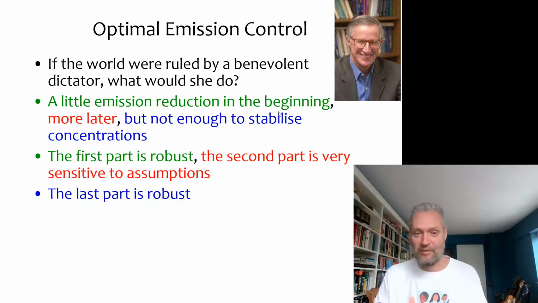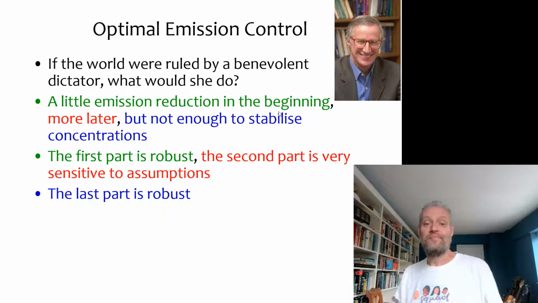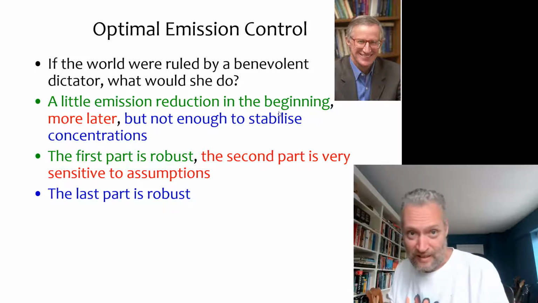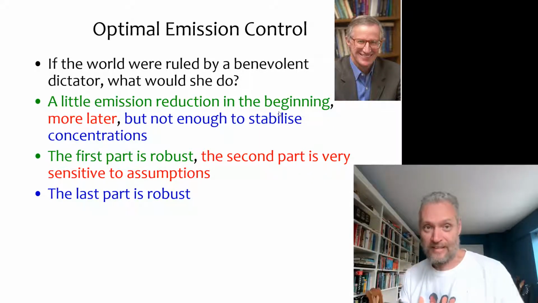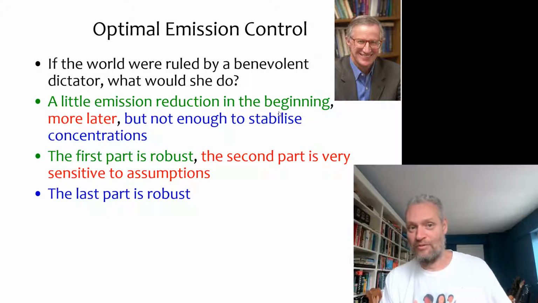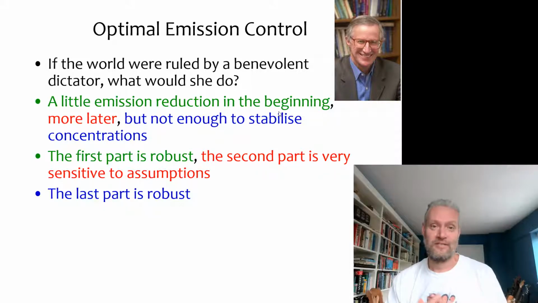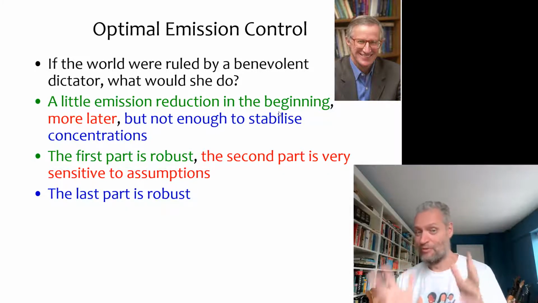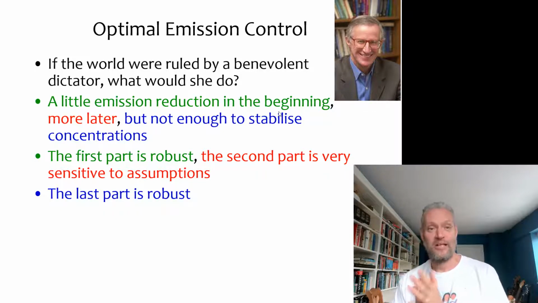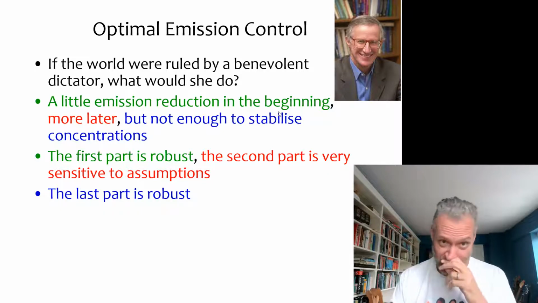But basically everybody says you should start slow and accelerate. The final part of Nordhaus's conclusion, and that is the one that got people so very, very upset, is that you should never stabilize concentrations of CO2 in the atmosphere, that is robust. And that is the thing where people threw the kitchen sink at the poor man, but nobody has been able to overturn this particular conclusion.